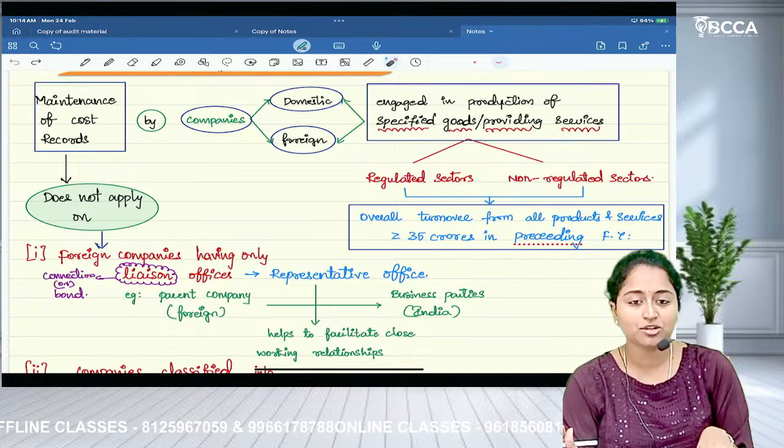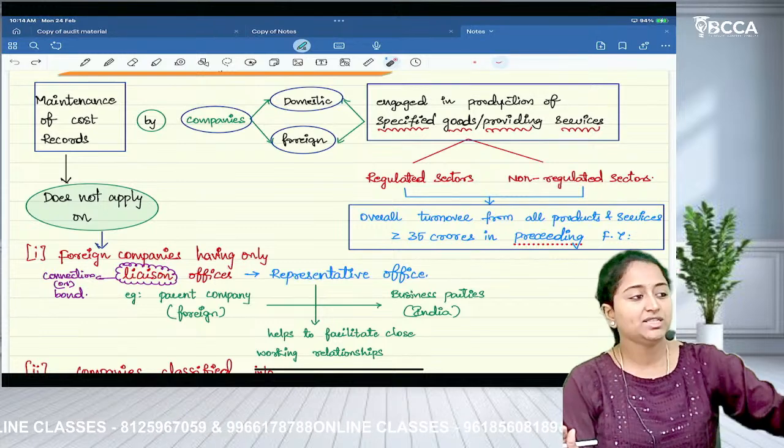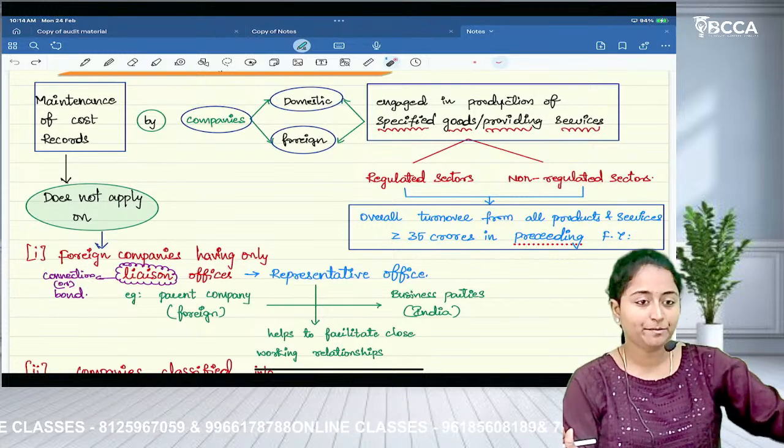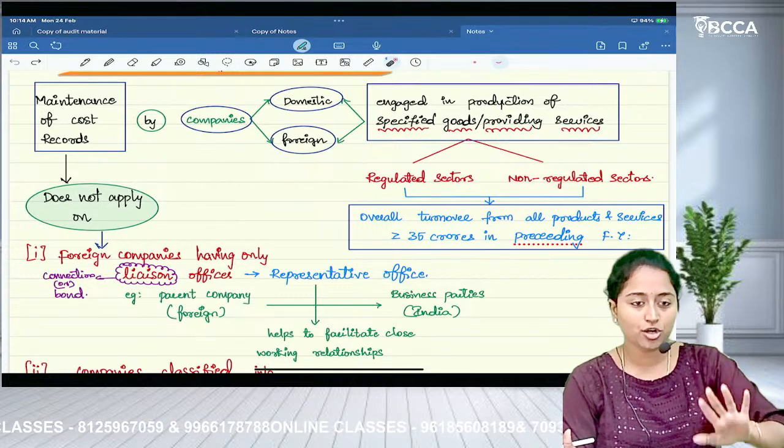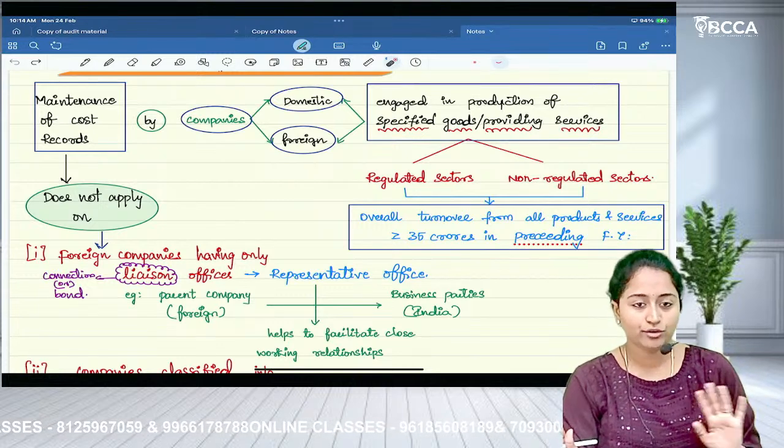For which statements will cost audit be done? The previous year's cost records and cost statements which are prepared. For that, in the current year, cost audit is done. This is clear, no? You don't have any doubt in that.